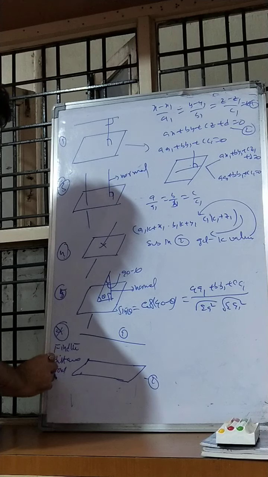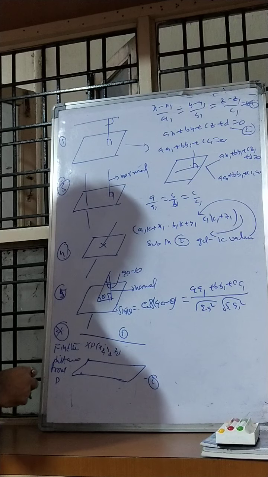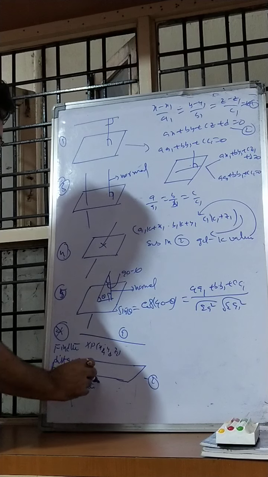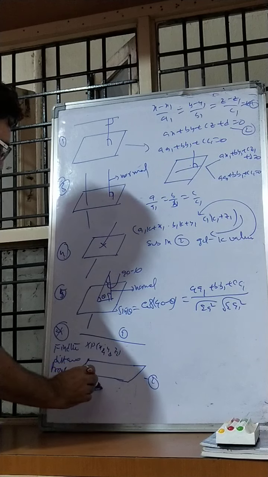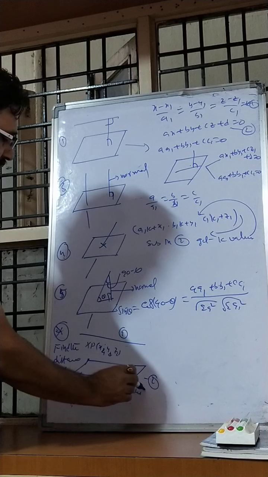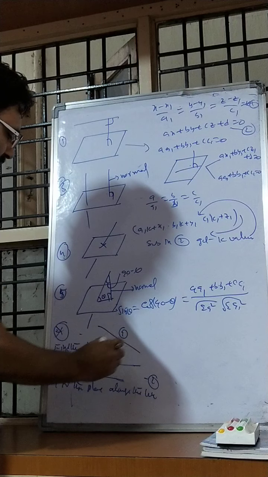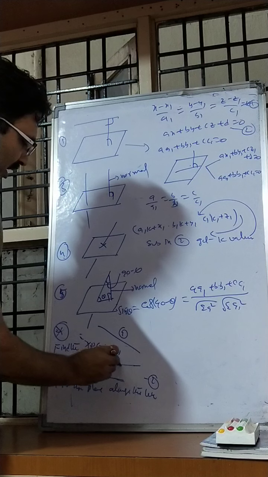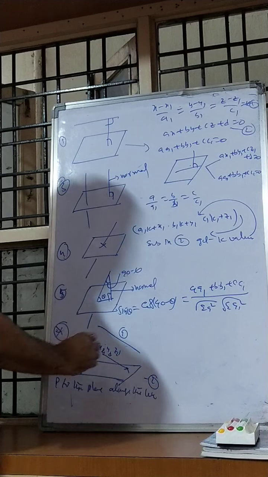From P, with coordinates x2, y2, z2, they'll give the point. From P to the plane, along the line, they'll say. Along the line means, suppose the line is like this, what you have to do is find the parallel line. How to find it? Very simple.